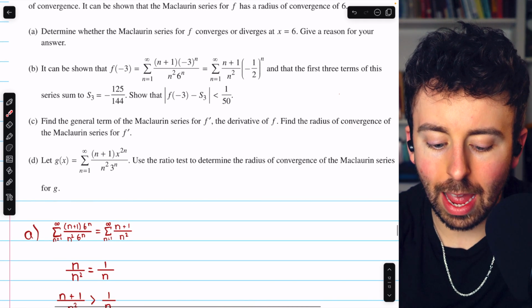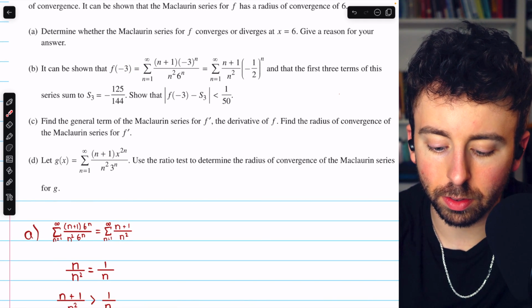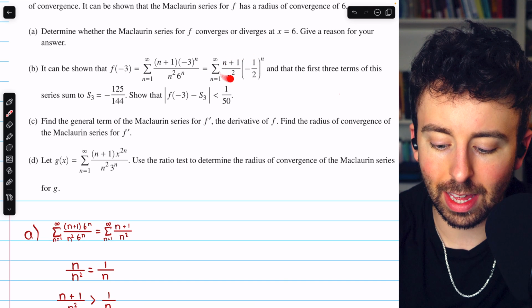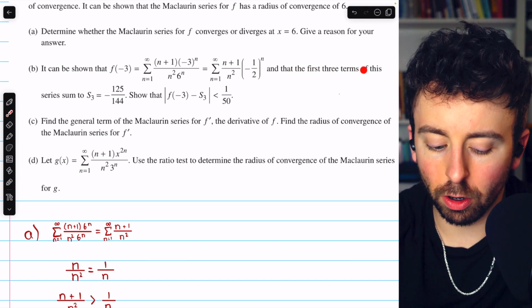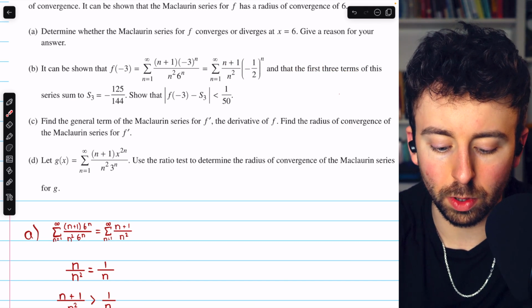It can be shown that f of negative 3 equals this, which equals this, and that the first 3 terms of this series sum to this number.